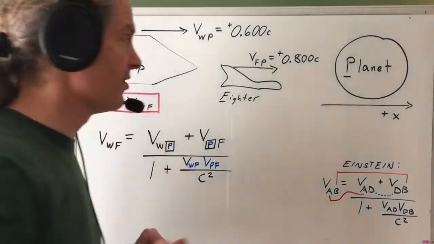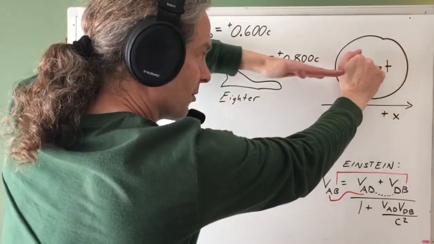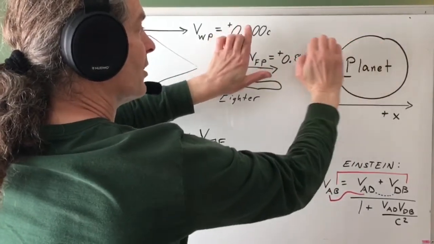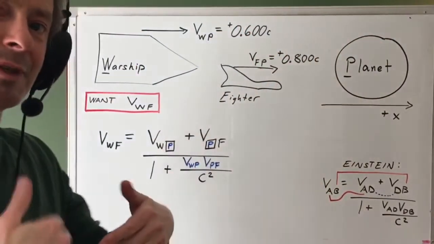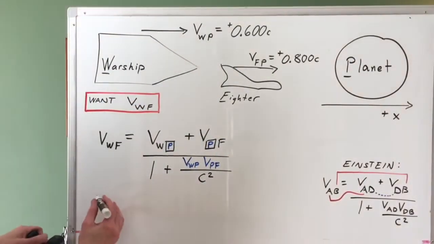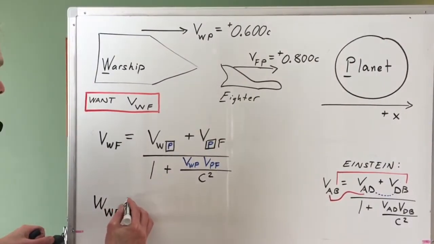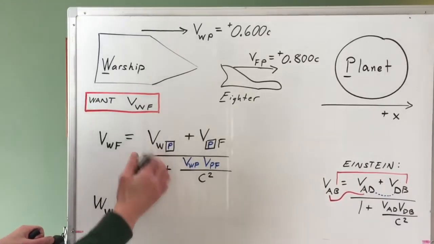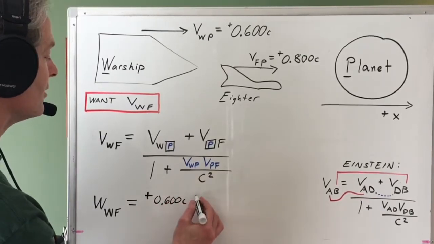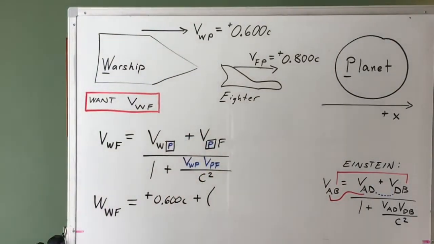And just remember to think about this from ground up. From the perspective of the planet, the fighter's closing in to the right. But if we attach our coordinate system to the fighter, the planet's closing in this way, the planet relative to the fighter is moving to the left. That's the real physical origin of that minus sign. Okay, so let's plug these numbers in. Velocity of the warship relative to the fighter will equal, I'll put this first one in, velocity of warship relative to the planet, that's positive 0.600 c, plus, now I need the velocity of the planet relative to the fighter. I'm just going to write that down here.